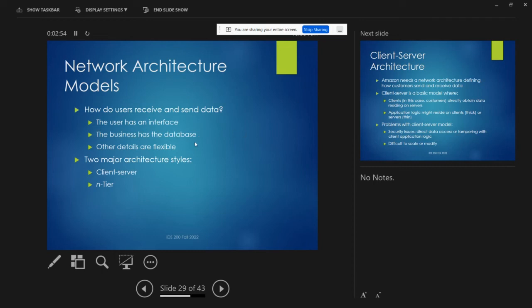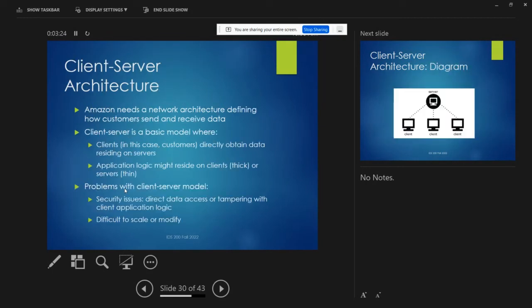The business, of course, holds all the data, because if you had the data, you wouldn't need to go to the business, right? So the business has the data. Other details are potentially flexible. The application could be mostly running on a server behind the business boundary, or it could mostly be running on your machine, and the business just receives the results of it. So those other details are flexible. But we'll talk about two major architectural styles. The first one is client server. The second one is n-tier.